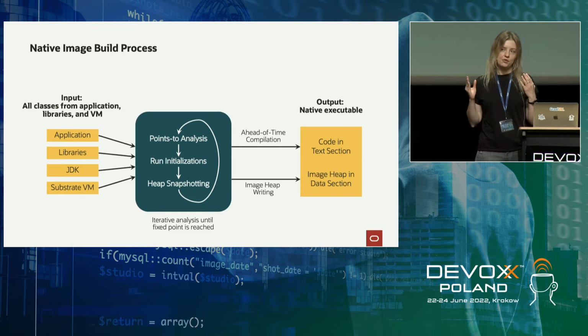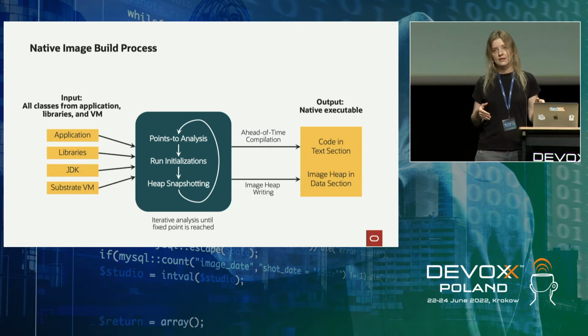So another thing that we will do as we are analyzing your application and looking for the reachable code is we will perform what we call heap snapshotting. So we will pre-populate heap for you. So when you start your application, it comes with a ready-to-use heap, and this way it also starts way faster and uses way fewer resources because all of this work was already done at the image build time.